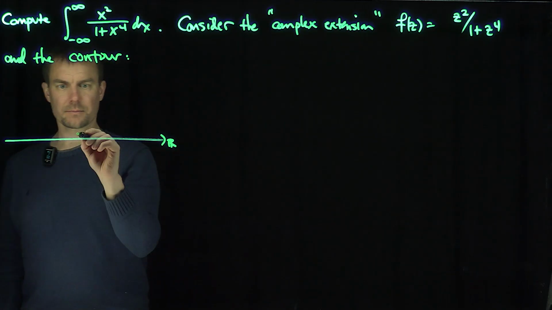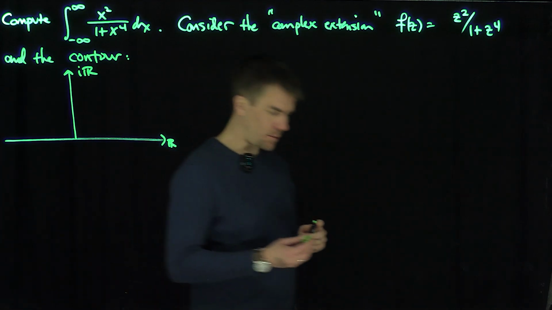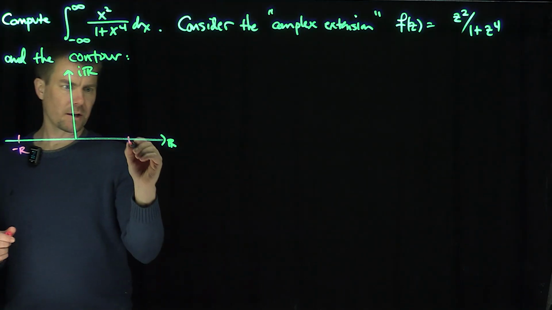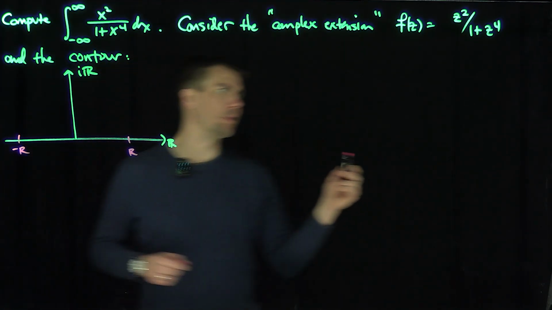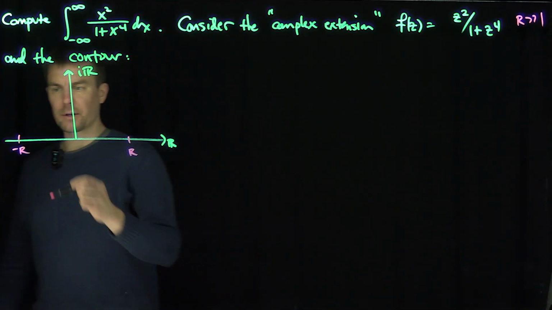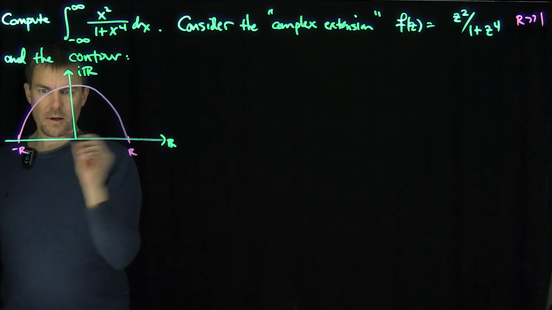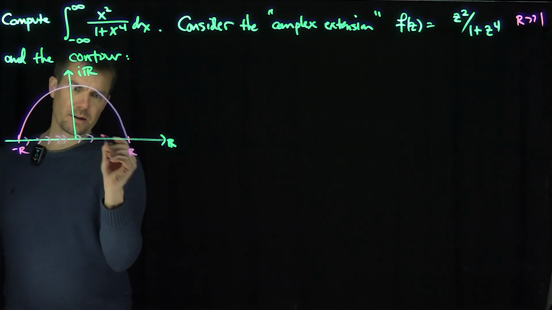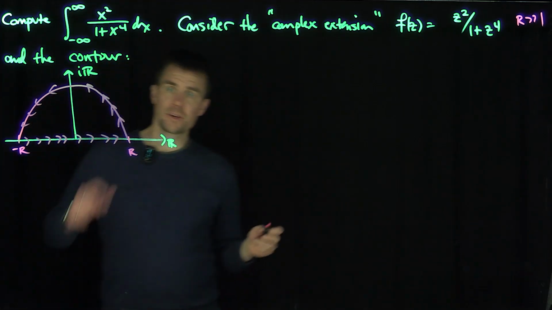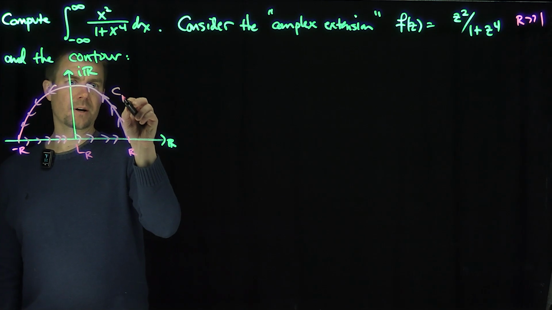Here's the real axis. Here's the imaginary axis. And I'm going to draw this contour. It's a semicircular contour. Here is negative R, here is positive R. I'm going to let R be a real parameter. Let's just say it's much, much bigger than 1, like a 10 or 100 or a million, right? We're going to let it go to infinity eventually. I'm going to draw a semicircle. And then my contour is going to be moving along the real axis like this, and then up along the semicircle. So this contour is two pieces: this piece down over here, L_R, and this semicircle over here, C_R.